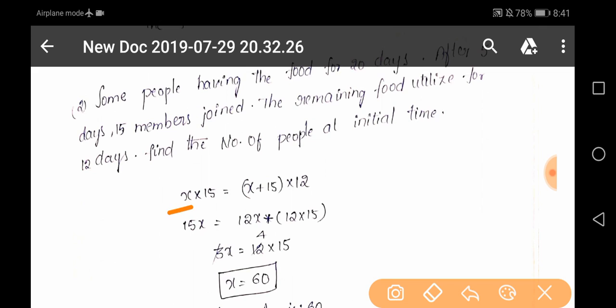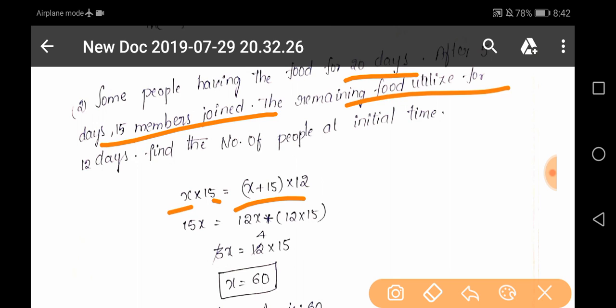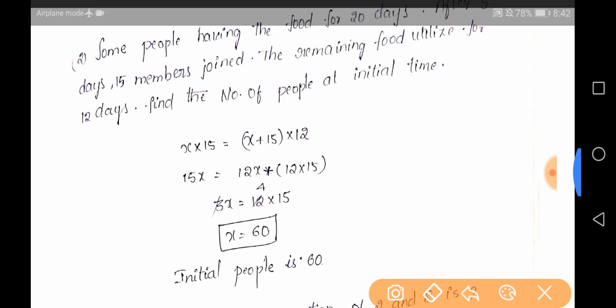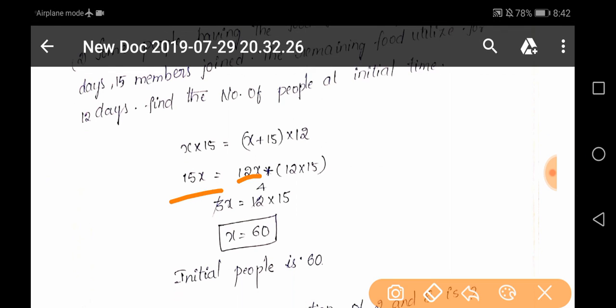See, there are x people, we don't know, we have to find it, and the food is actually for 20 days, but after 5 days other members have joined, so it is only for 15 days, because 20 minus 5 is 15. And after 5 days, how many members joined? 15 members joined. So x plus 15, because we don't know initially how many people are there. So x plus 15 into the food, how many days does it last? For 12 days.